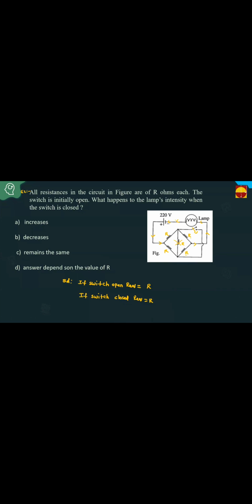Clear? Is there any change in resistance? If the switch is closed, then also R equivalent equal to R. The bridge is balanced. This is R, this is R, this is R, this is R. There is no resistance here. Then R and R parallel, R and R parallel: 2R, 2R, R. The current will flow like this. This is the path.